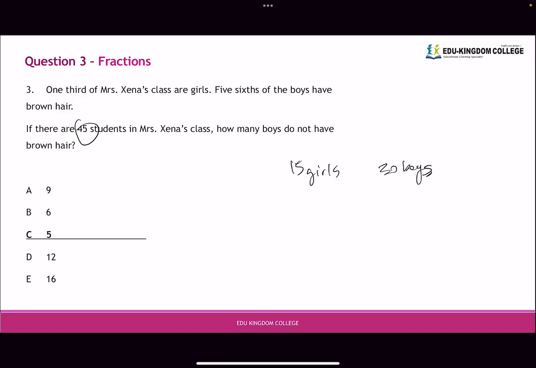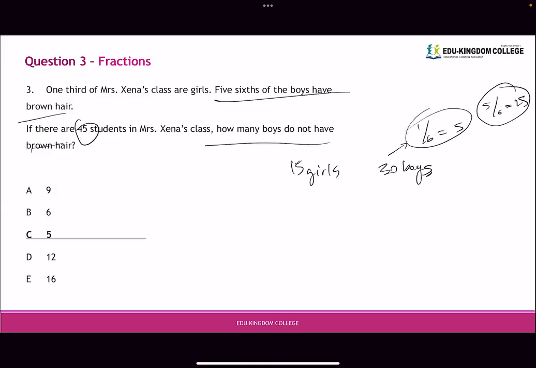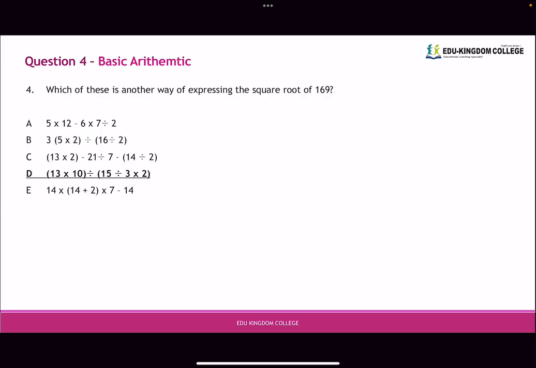Okay, 5/6 of the boys have brown hair. So if you divide 30 by 6, that's 5. So 1/6 equals 5. Therefore, 5/6 equals 25. So 5/6 of the boys have brown hair. How many boys don't have brown hair? So this many have brown hair, this many don't have brown hair. So that's 5.